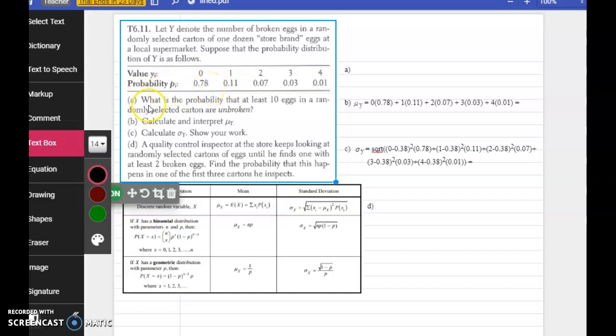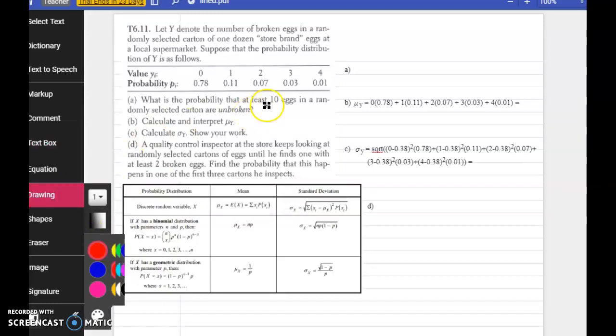So part A, we're specifically asked, what is the probability that at least 10 eggs in a randomly selected carton are unbroken? Well, let's think about what at least 10 means. At least 10 means 10 or more in that dozen, so that's 10, 11, 12 eggs are unbroken. So at least 10 are good. That means what's the probability of having 2 or fewer be broken?